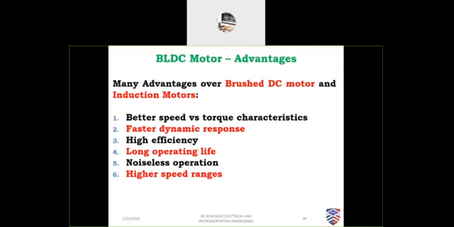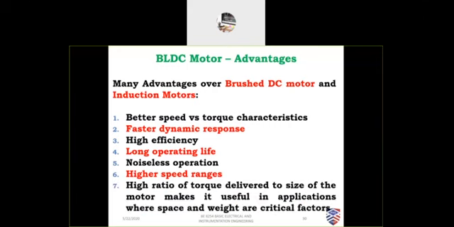Higher speed ranges, high ratio of torque delivered to size of the motor. Though the motor size is less, torque will be more. This is useful in applications where space and weight are critical. In space vehicles, they will use BLDC motors because the space occupied by the motor is very less.